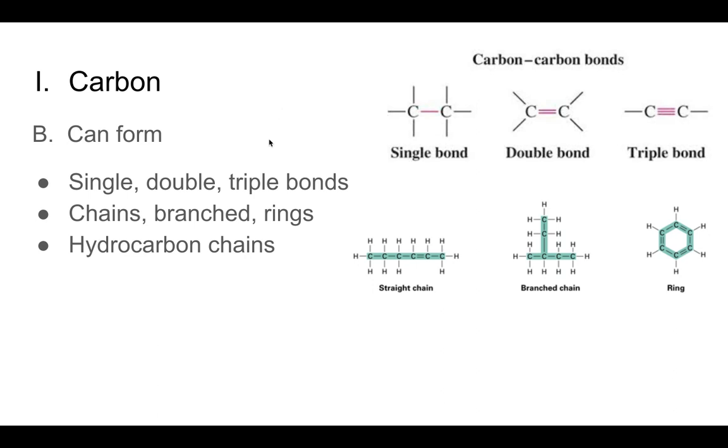They can form structures that are called chains, branched chains, or rings. Here we see that illustrated. Here is a straight chain carbon.